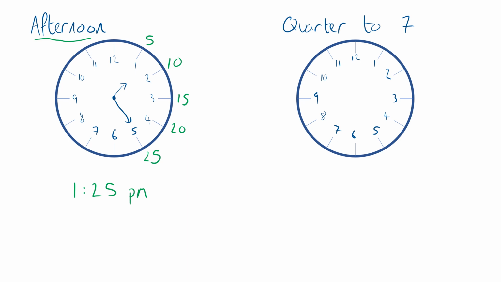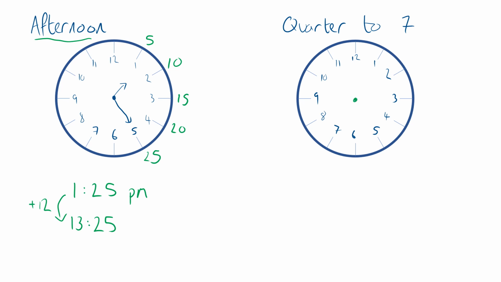We could also, if we chose to, write this in the 24-hour clock, and for the 24-hour clock we would add 12 to the number of hours, making this 13:25. So I've got a choice, I can either write 1:25 PM or 13:25. On the right hand side we have another clock question.